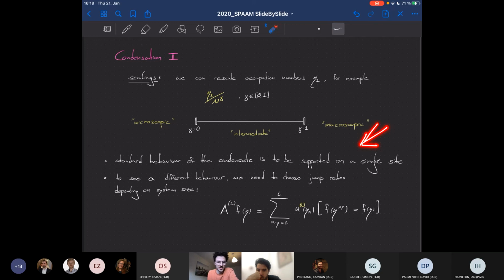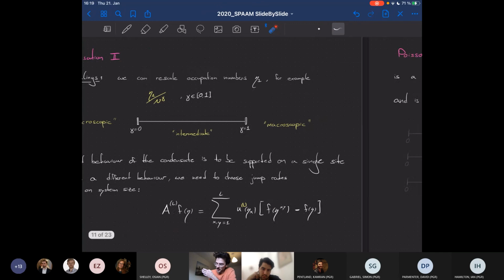So what do we need to do to see something like that? One of the things that you can do is to actually tune your jump rates. Remember in our generator that we defined in the beginning of the zero range process, we had u's here that didn't depend on the size of the system. So it didn't depend on L. Now as soon as you tune also your rates, which is equivalent, as we talked about, to tuning your weights, you will actually see more interesting behavior.